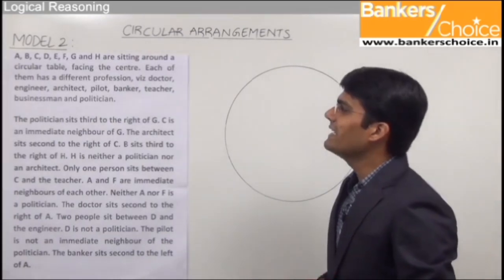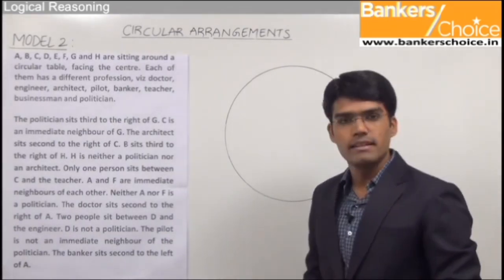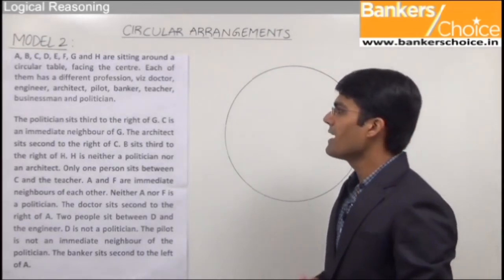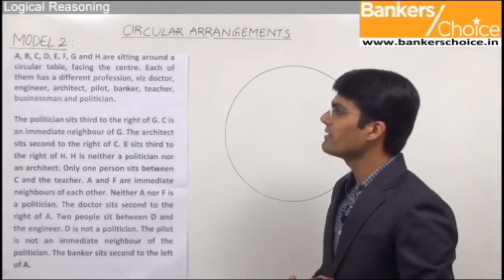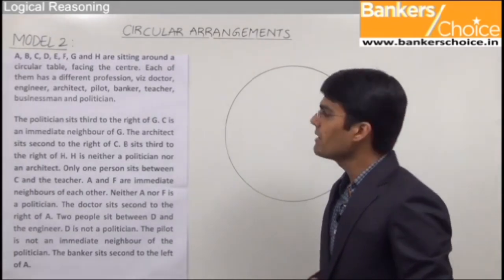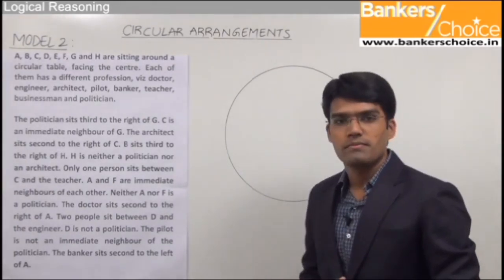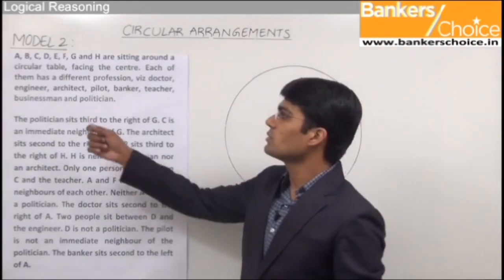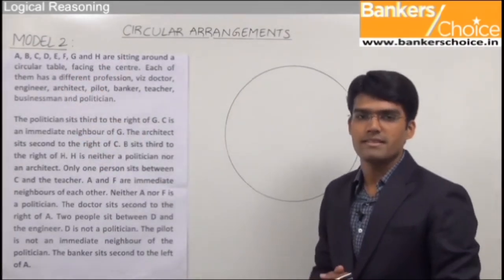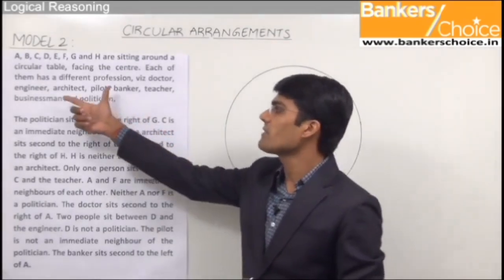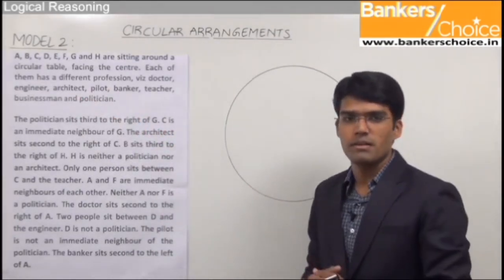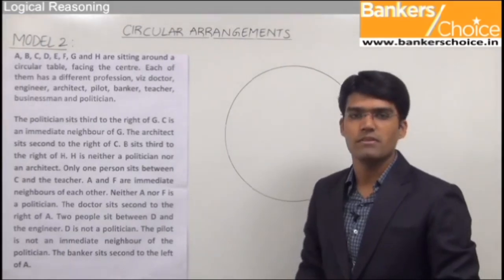A, B, C, D, E, F, G and H are sitting around a circular table facing the center. Each of them has a different profession, that is doctor, engineer, architect, pilot, banker, teacher, businessman and politician. So as we can see here, there are a total of 8 persons, A to H, who are sitting around a circle facing the center, and 8 different professions have been specified. So we need to arrange these 8 persons around the table with the correct professions for each of the persons.